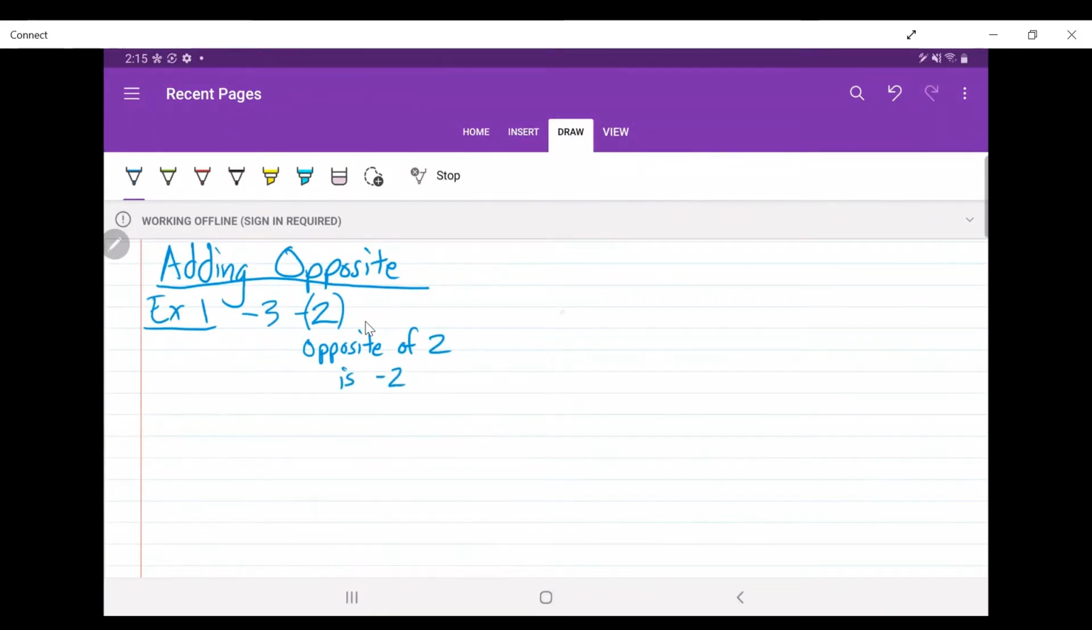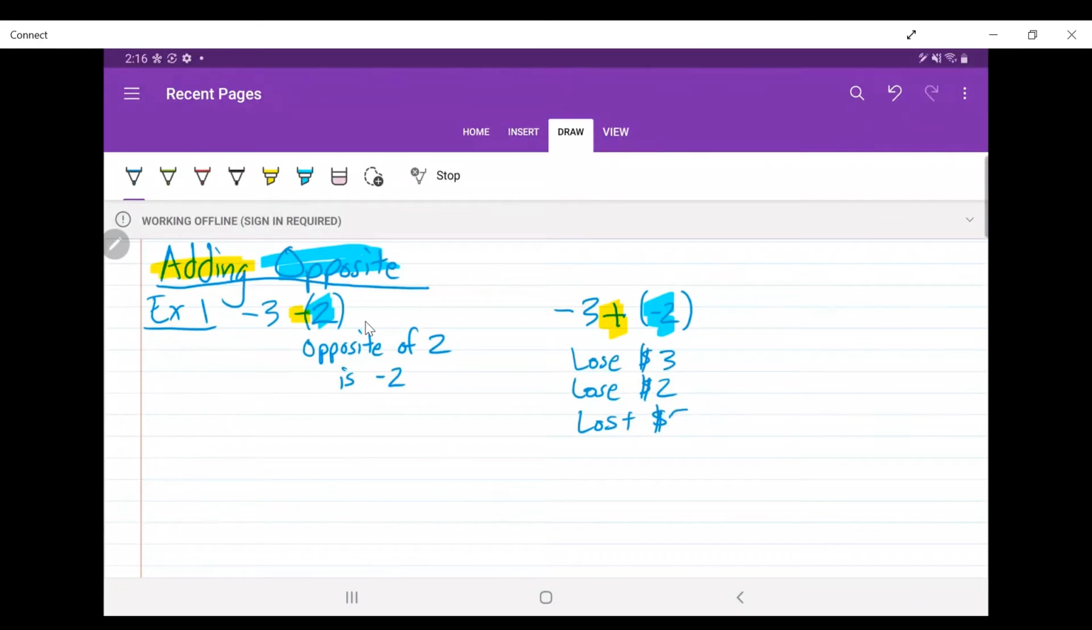So to rewrite this problem, we're going to change it from a subtraction problem to an addition problem: -3 plus -2. So the idea is to add. We change the minus to a plus, and we want to add the opposite. So instead of positive 2, we make it -2. So -3 plus -2. You think of losing $3, and then you lose 2 more dollars. That means you lost $5. So that equals -5.